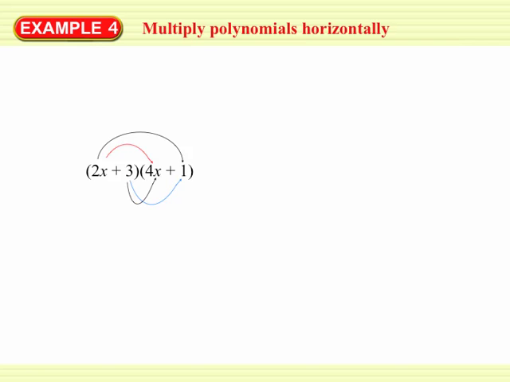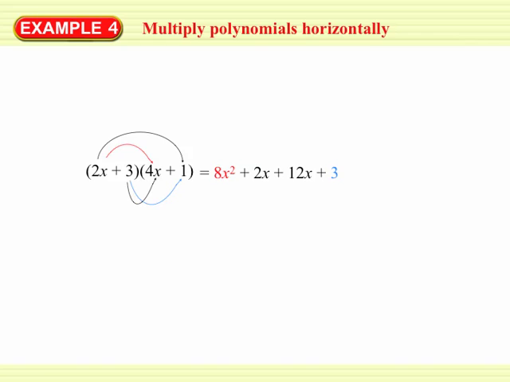Then we're going to multiply the inside terms, the 3 and the 4x. That's shown with the black arrow underneath this expression. And finally, we're going to multiply the last 2 terms, 3 and 1. That's shown with the blue arrow here. There's a lot of arrows flying around all over the place. So here's a little acronym to help you remember this.